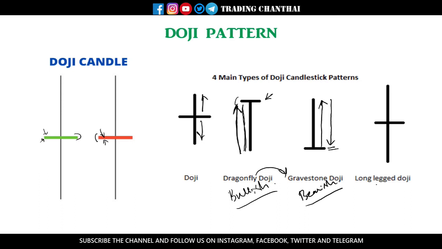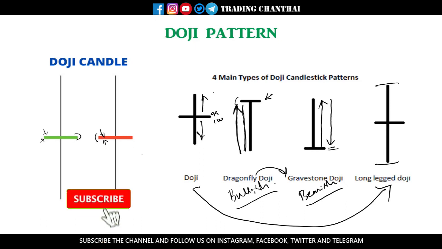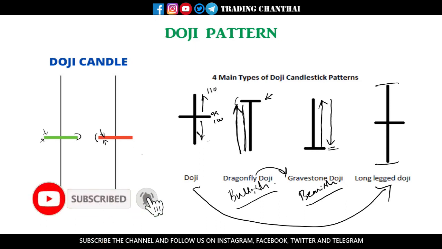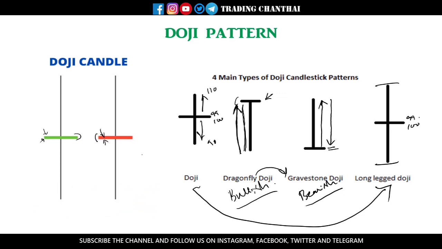And then there is a long legged doji. There is not much difference between doji and long legged doji, because the price movements of the stock may be higher. For example, if the opening and close is 99 and 100, the high may be around 110 and the low 90 here. But here, with the same opening price of 99 and 100, the high may be 125 and the low 75. The price movement here would have been more volatile and in a higher range also. So this is called a long legged doji.